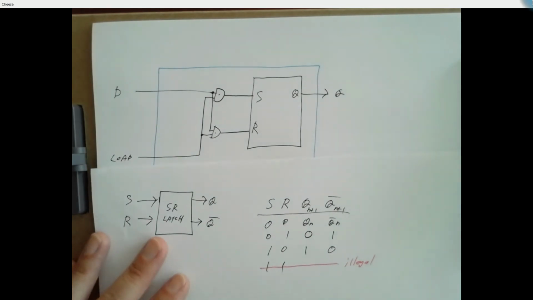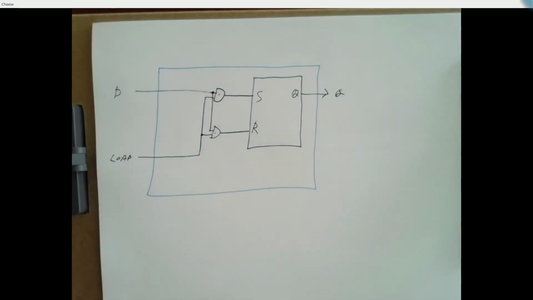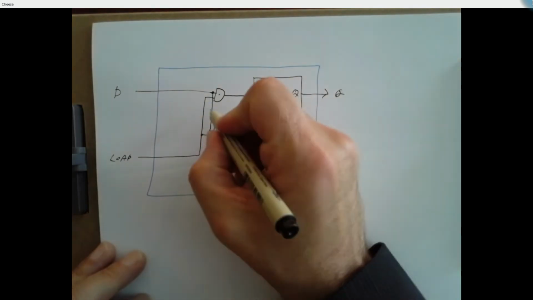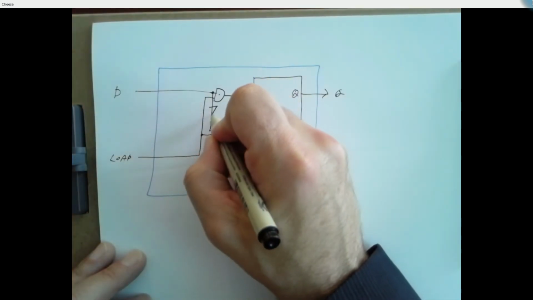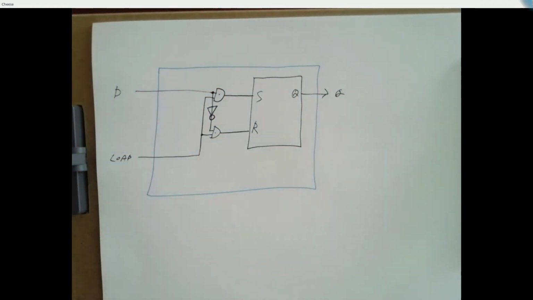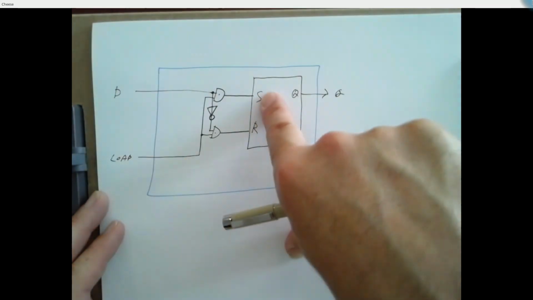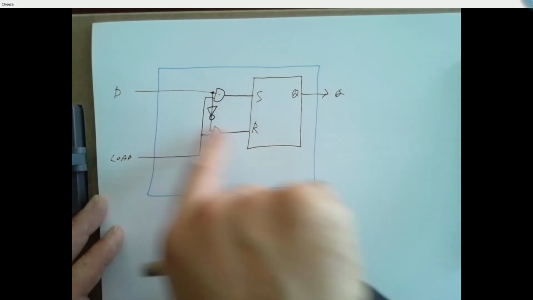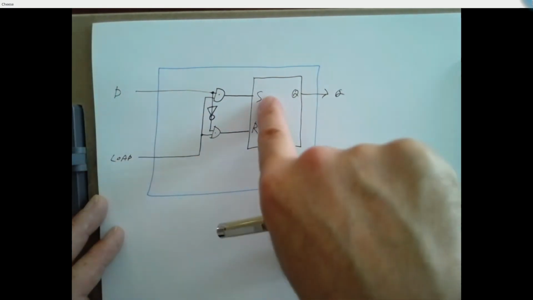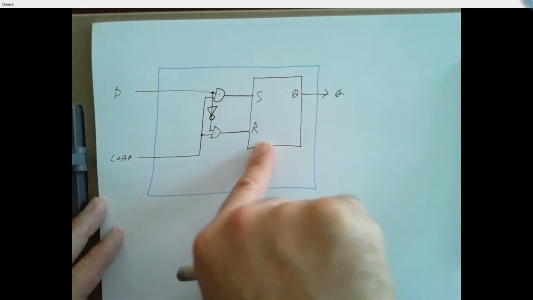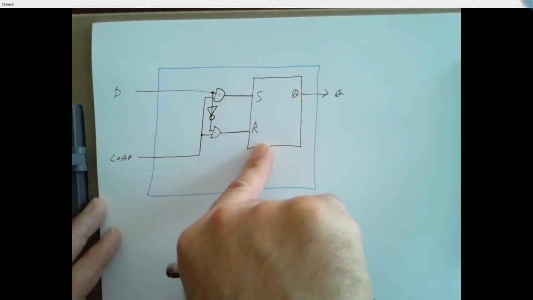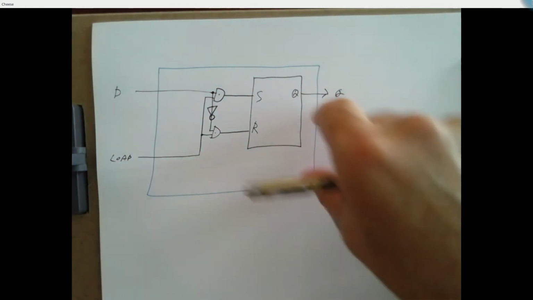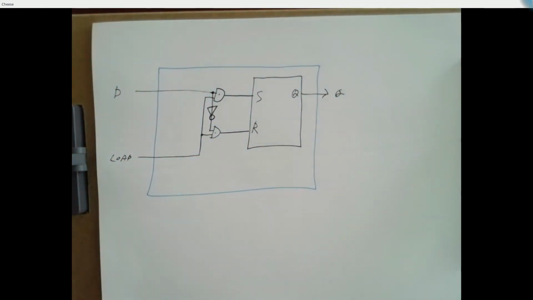But if you set the load line to a 1, and I missed one more piece, I need an inverter in here. Okay, if your load line is 1, then if D is 1, you have a 1 going into S and you have a 0 going into R. That's the set. And if D is 0 and the load line is 1, you have a 0 going into S and a 1 going into R. That's the reset. So we're repurposing the SR latch to make a D latch.